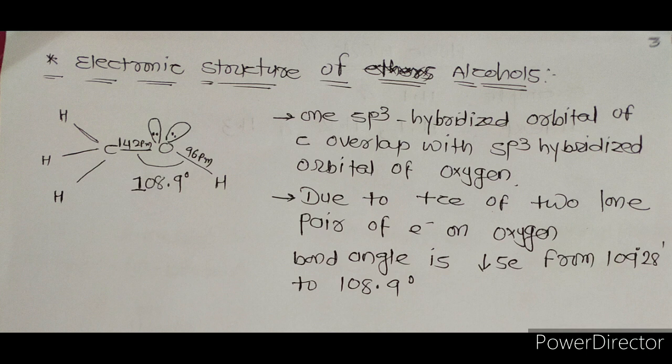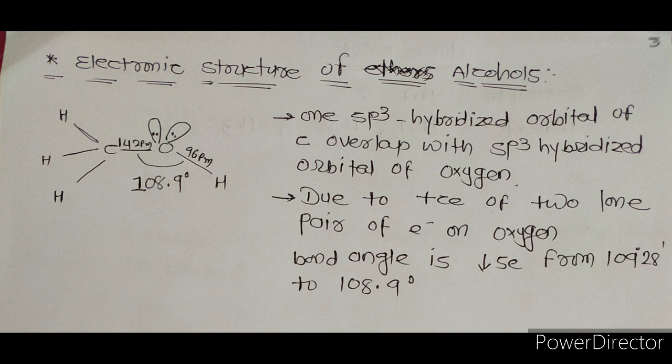So oxygen forms two sigma bonds, the first with an sp3 hybridized orbital of carbon and the second with the 1s orbital of hydrogen. Now oxygen still contains two lone pairs of electrons, between which repulsion takes place, and because of that repulsion the real bond angle is 108.9 degree instead of 109 degree 28 minute.